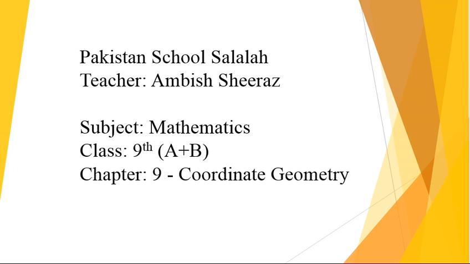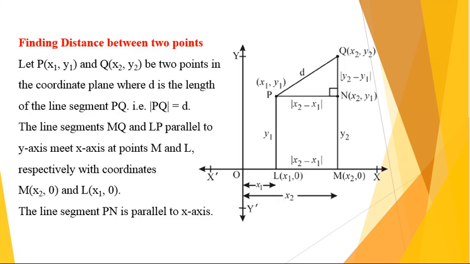This video lesson is for grade 9, chapter number 9, coordinate geometry. First of all, I will tell you how to find the distance between two given points. Let P(x1, y1) and Q(x2, y2) be the two points in the coordinate plane. You are watching that this is the first point P and the second point Q, where D is the length of the line segment, and we are supposing that the distance between P and Q is equal to D. Now we have to find the formula by which we can find the distance between these two points.